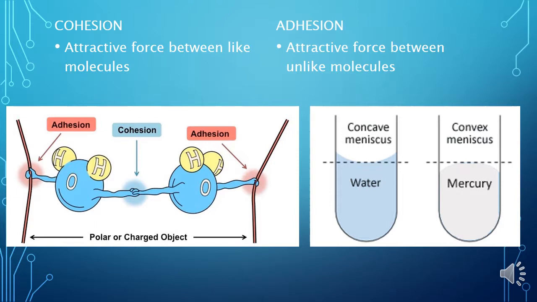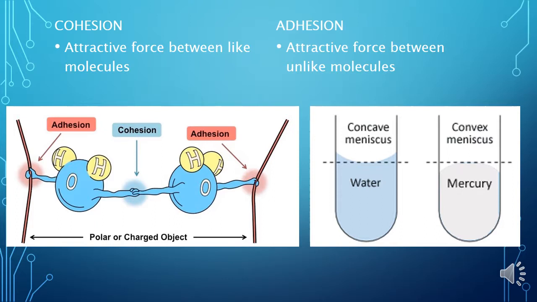Menisci. So the meniscus depends on the strength of cohesion and adhesion. With water, adhesion is stronger than cohesion, so you're going to form a concave meniscus. So it's going to be sticking to itself stronger than it is to the sides of the wall. It's not exactly sticking, but it's a way to think of it.